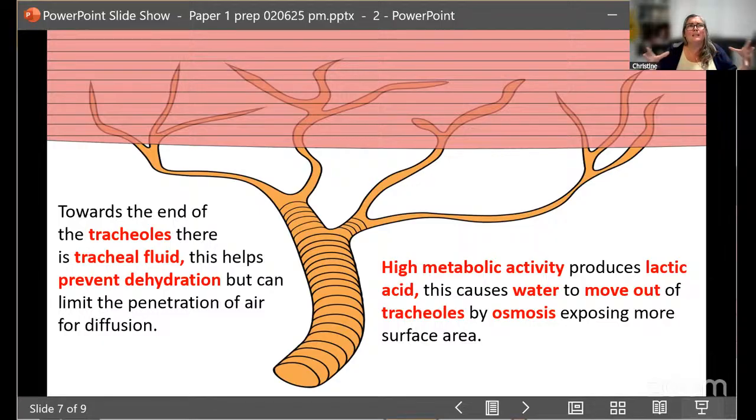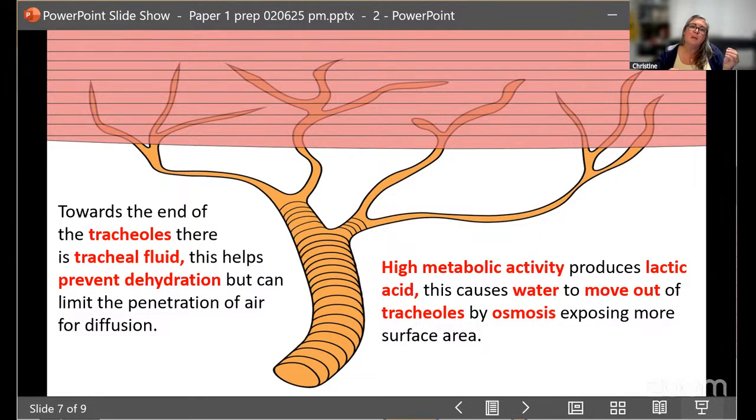No, that's a lie. If it gets larger, it's got a lower surface area to volume ratio, but a higher metabolic demand. And therefore, they produce lactic acid, and the lactic acid actually causes water to move out of the tracheoles, and that therefore will expose more surface area.